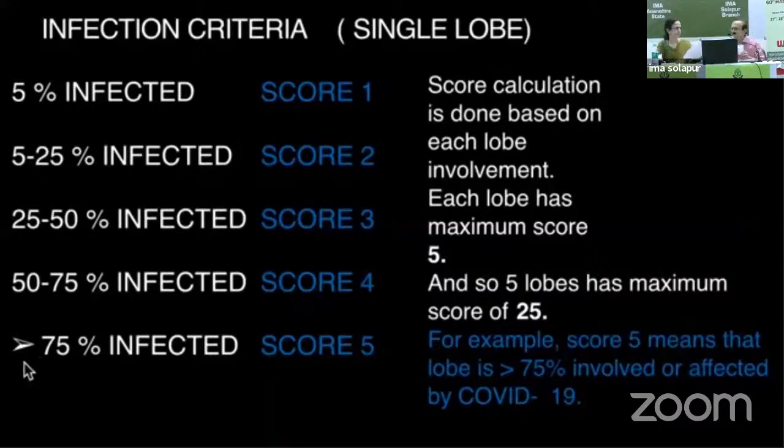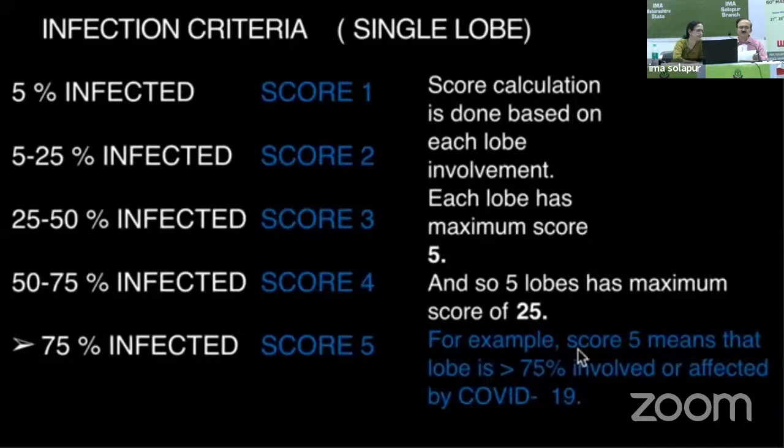So what is the criteria? If the lobe involvement is 5% or less than 5%, we give the score of 1. If it is 5 to 25%, score of 2. 25 to 50% of involvement, it is score of 3. 50 to 75% involvement is score of 4. And if it is more than 75%, then we give a score of 5.